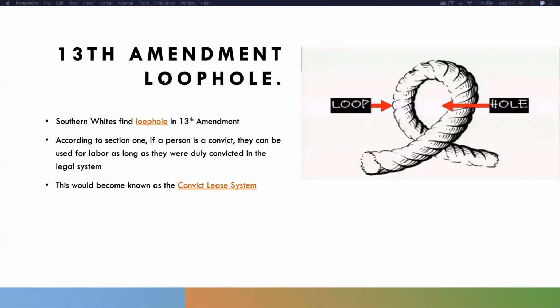So for this section, you can just write 13th loophole. All right, here's your loophole, because you guys said you wanted pictures. So here's your first picture.